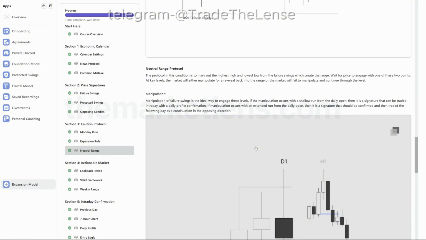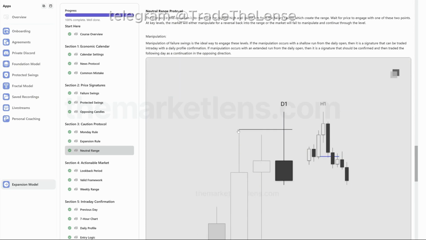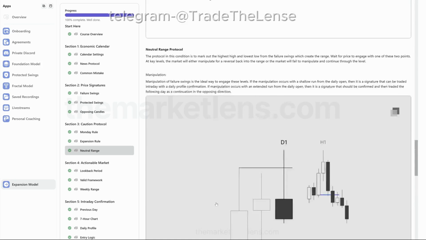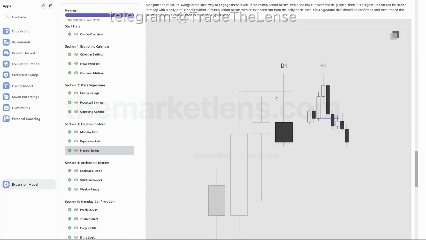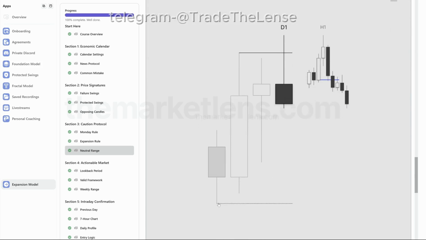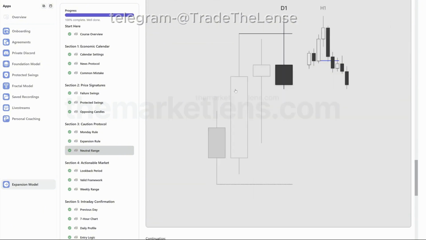Does the market manipulate that point? Because again, that is a relevant level. Just like a failure swing, we're looking to that highest high or that lowest low. That's a relevant point in the market. You're going to ask, is it going to manipulate so I can trade it back into the range to the opposing side? That's pretty classic and what is ideal, in my opinion.